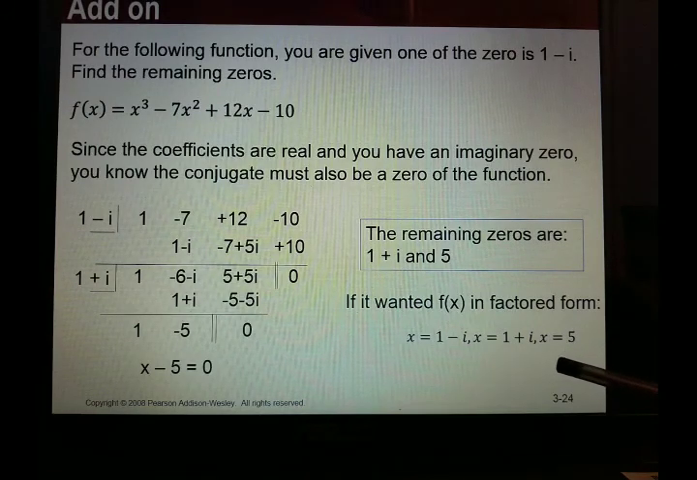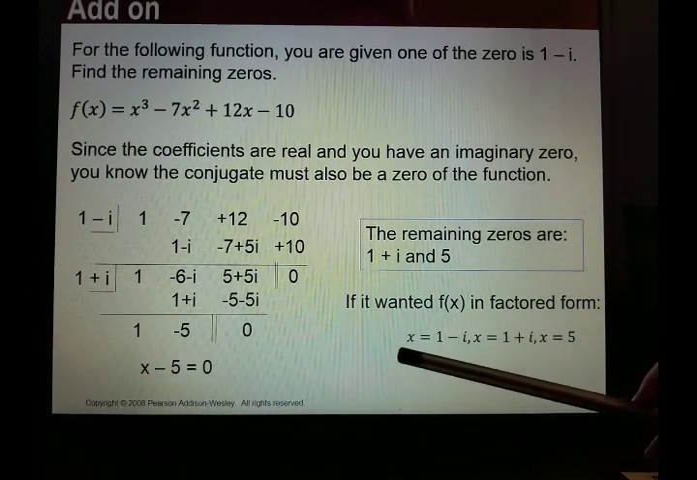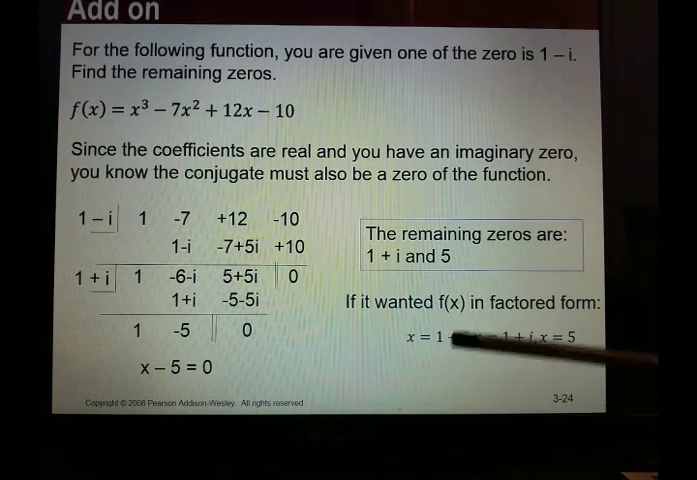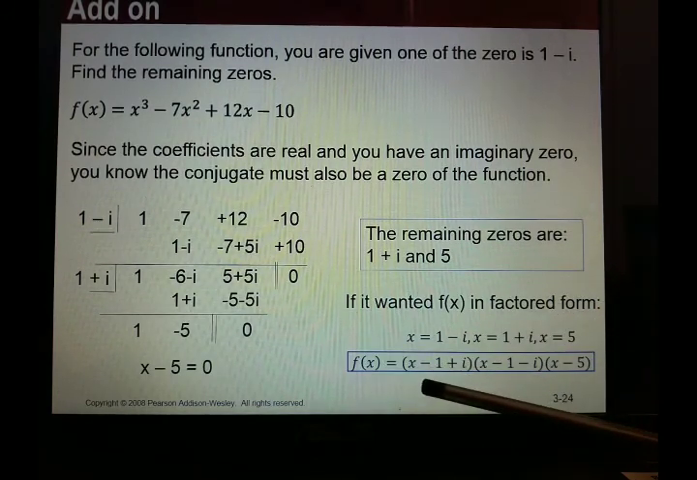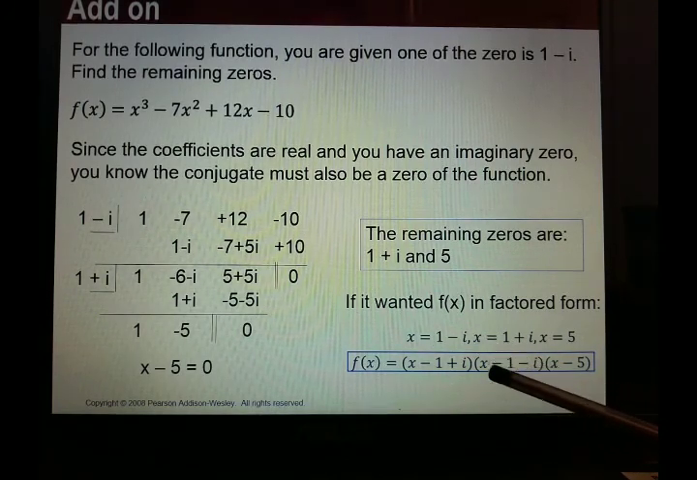Now if I put it back in factored form, that'd be like putting each one of those equal to 0. So I would subtract this 1 over here, so x minus 1, and I would add i over, because I want to make that equal to 0. So that would become x minus 1 plus i. The second factor, we would minus the 1 over, so there's the x minus 1. We would then minus the i over, and there's the x minus 1 minus i. On this one, we would subtract the 5 over, so x minus 5.